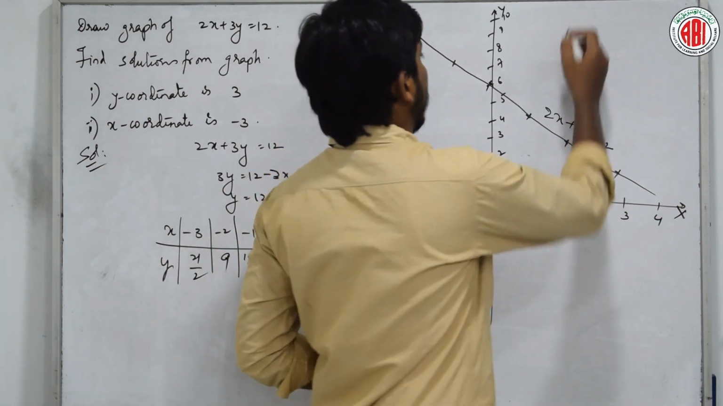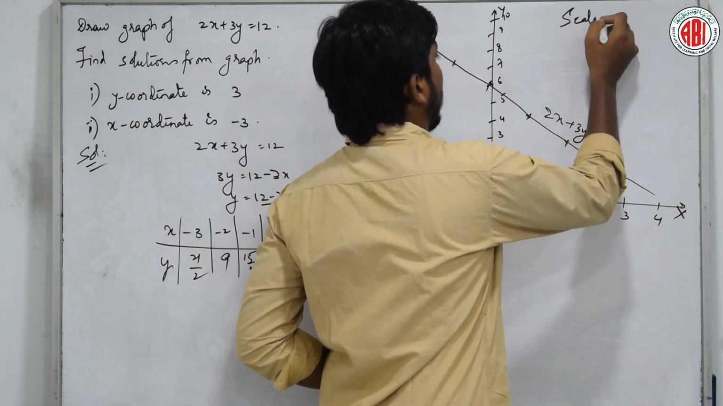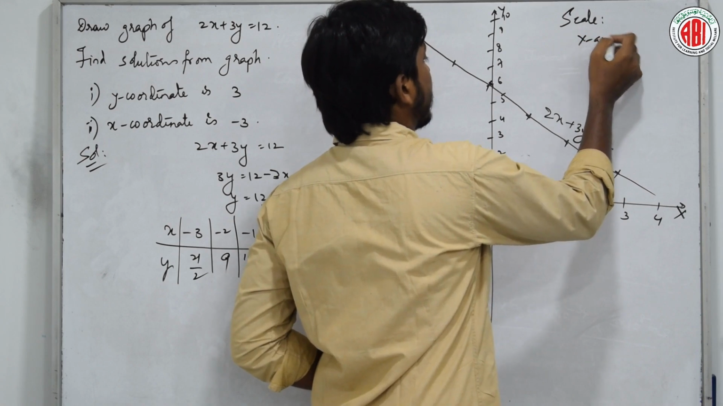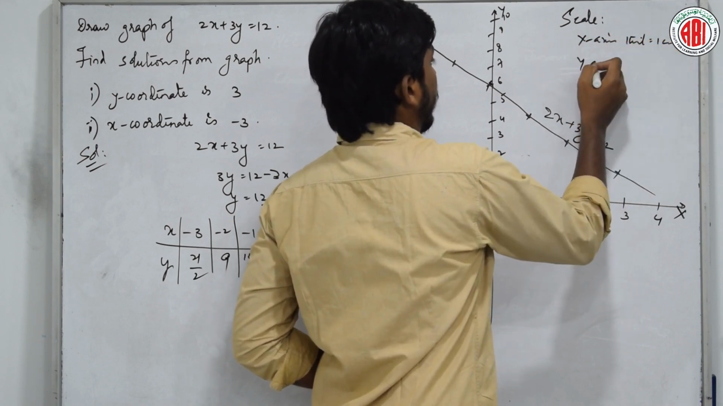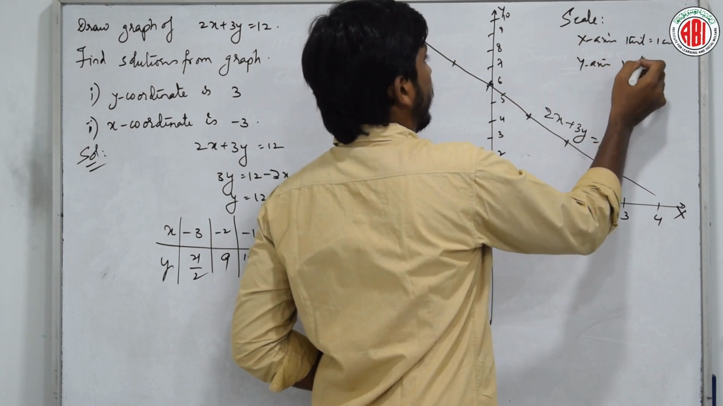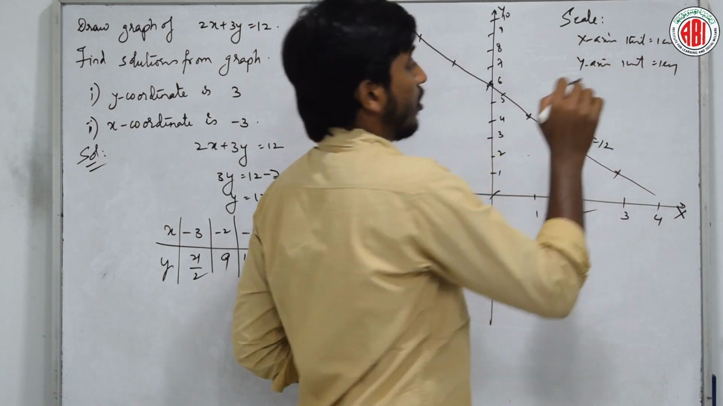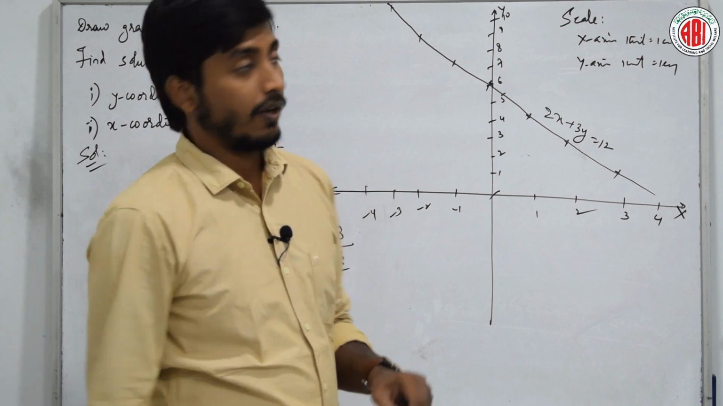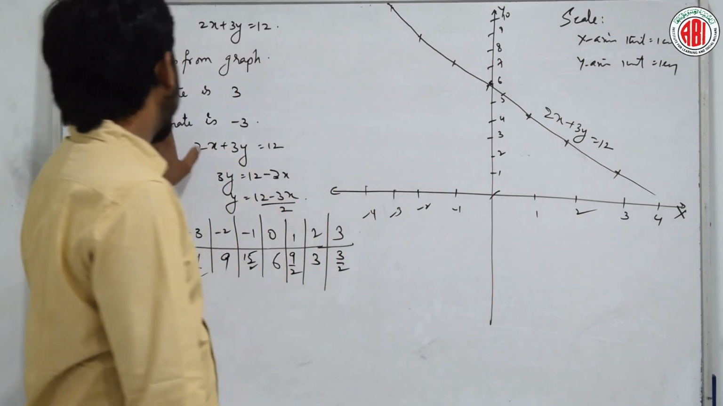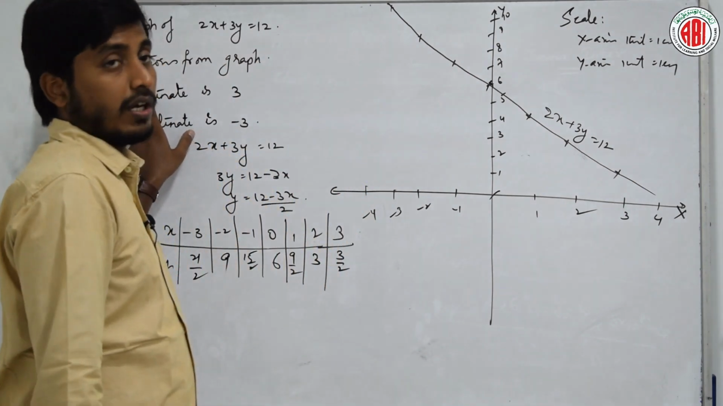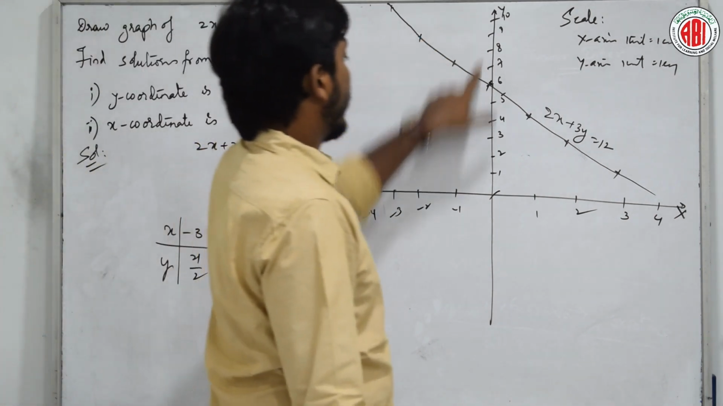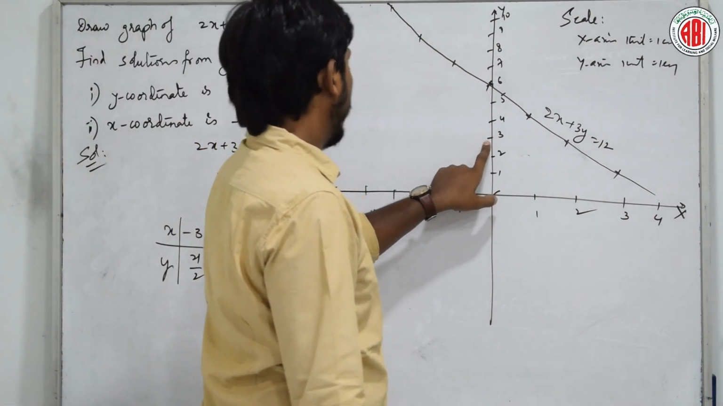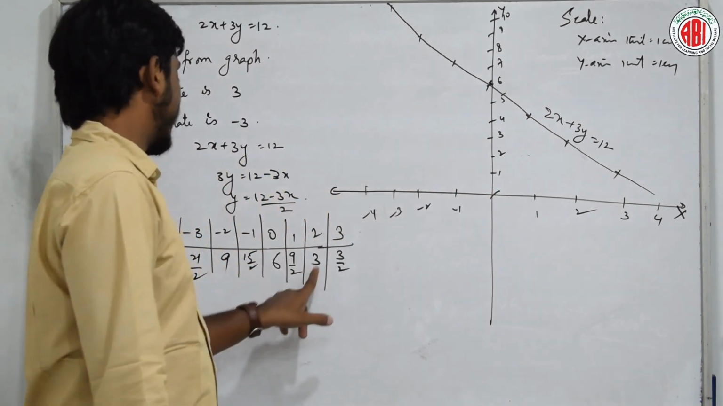Now write the scale. Scale: x-axis 1 unit is equal to 1 centimeter, y-axis 1 unit is equal to 1 centimeter. You shouldn't forget that. Now what did they ask? Find the solution if the y coordinate is 3. If the y coordinate is 3, what is the value of x?